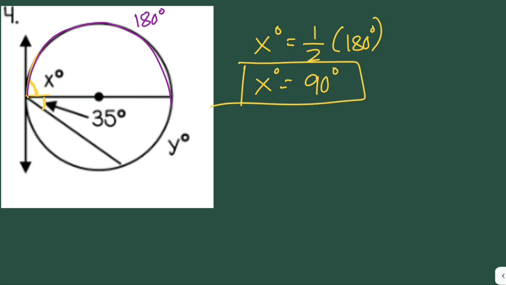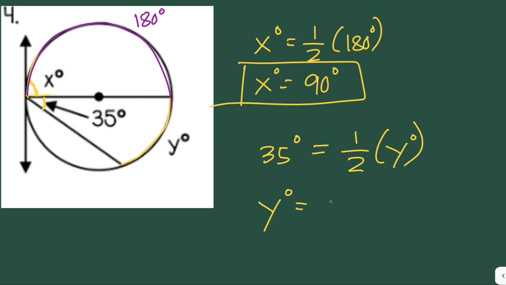And now we solve for y. So we're given the inscribed angle 35 degrees is just equal to 1/2 of the intercepted arc y. Therefore y is just equal to 35 degrees times 2, and that is equal to 70 degrees.